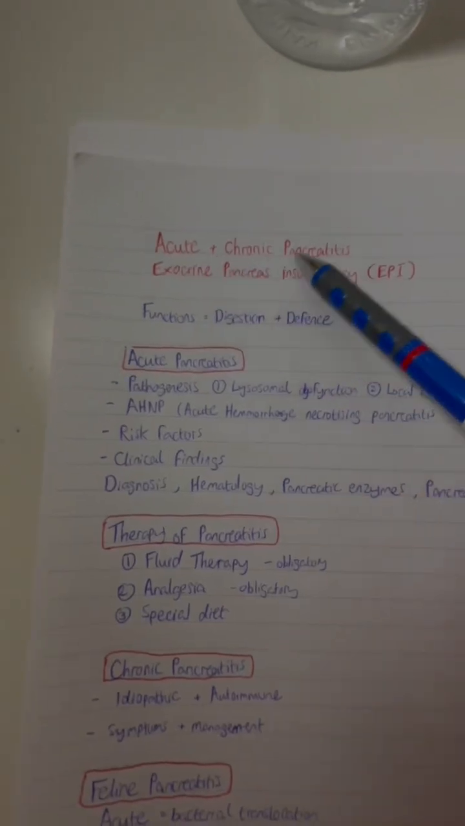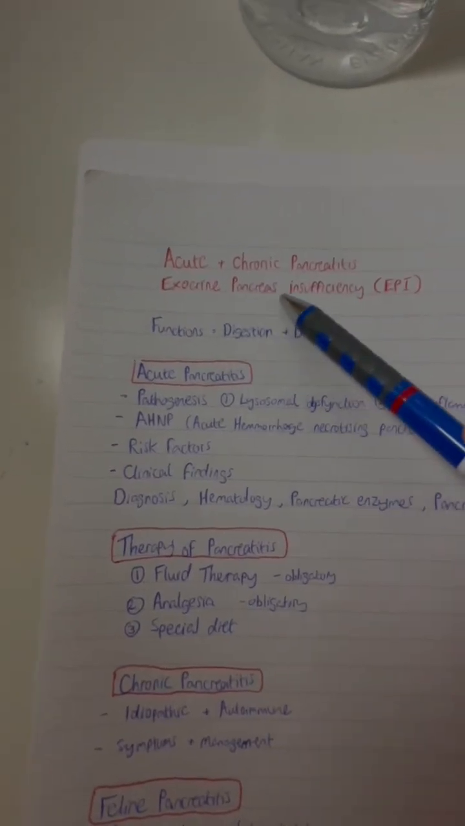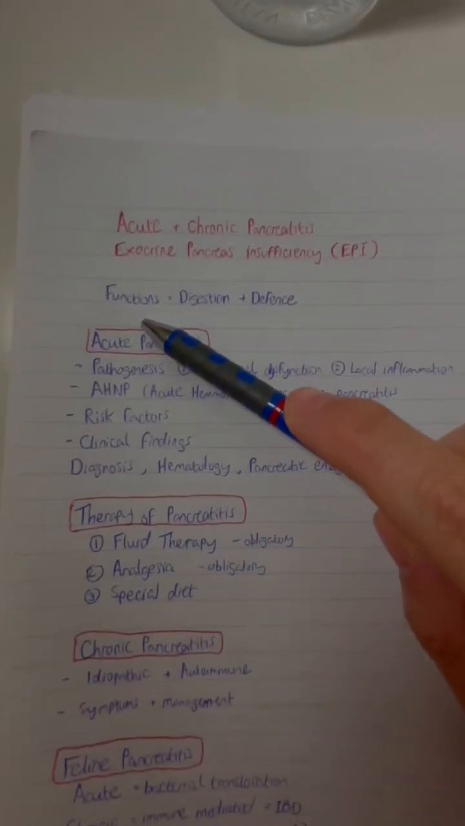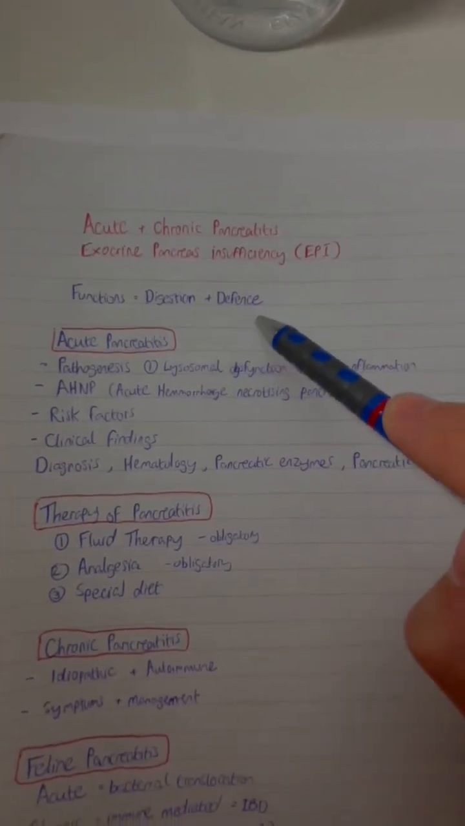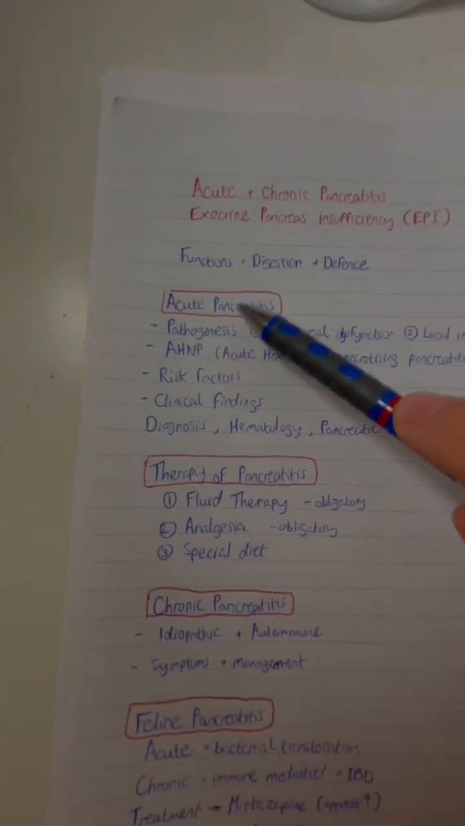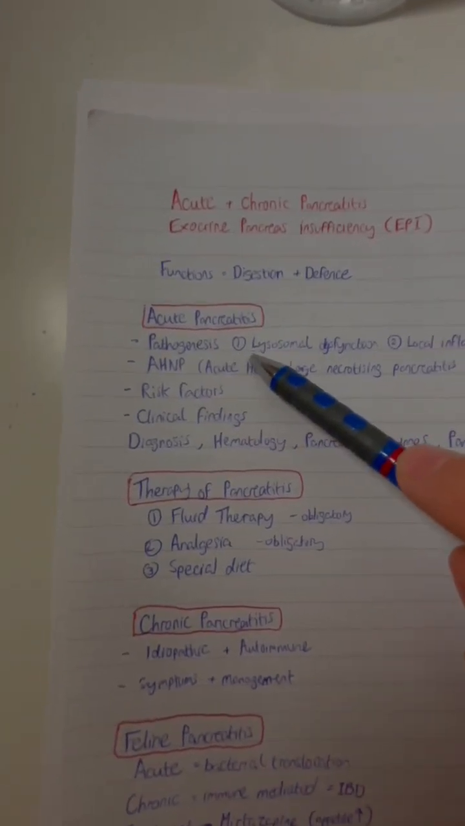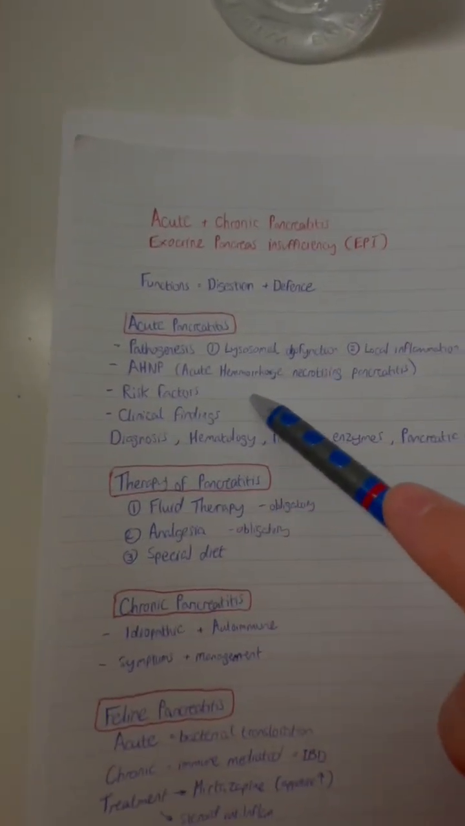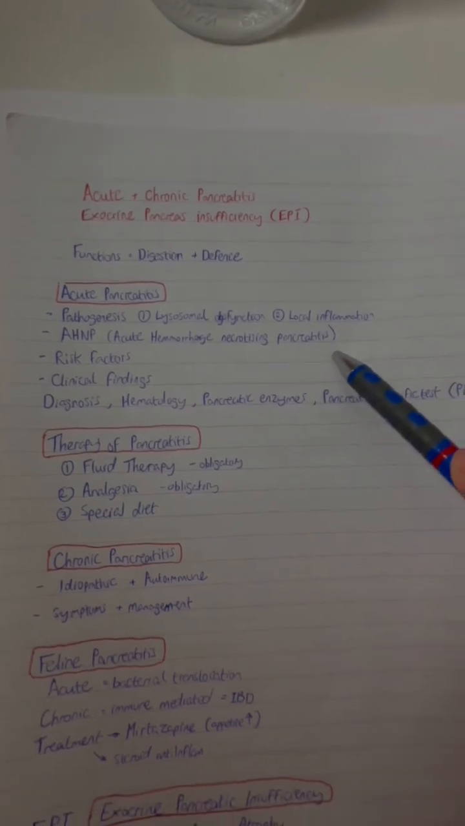Acute and Chronic Pancreatitis and Exocrine Pancreas Insufficiency, EPI. So the functions of the pancreas are for digestion and defense. In acute pancreatitis, the pathogenesis can be, the first one is lysosomal dysfunction and the second is local inflammation. AHNP stands for acute hemorrhage necrotizing pancreatitis.